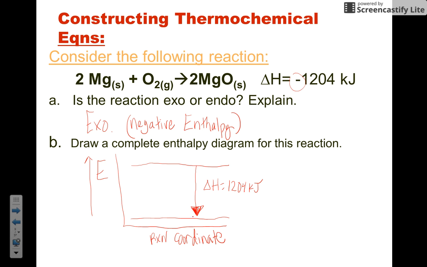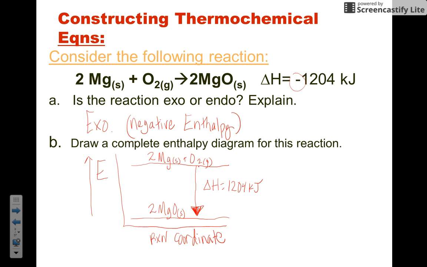Since this is releasing energy, you're going to put the products on this line. So the products that formed were the 2 magnesium oxides. And then this line represents the energy of your reactants for this example, because since it's exothermic, the reactants have a higher energy. So here you put the formula for your reactants. So 2 magnesiums plus O2.